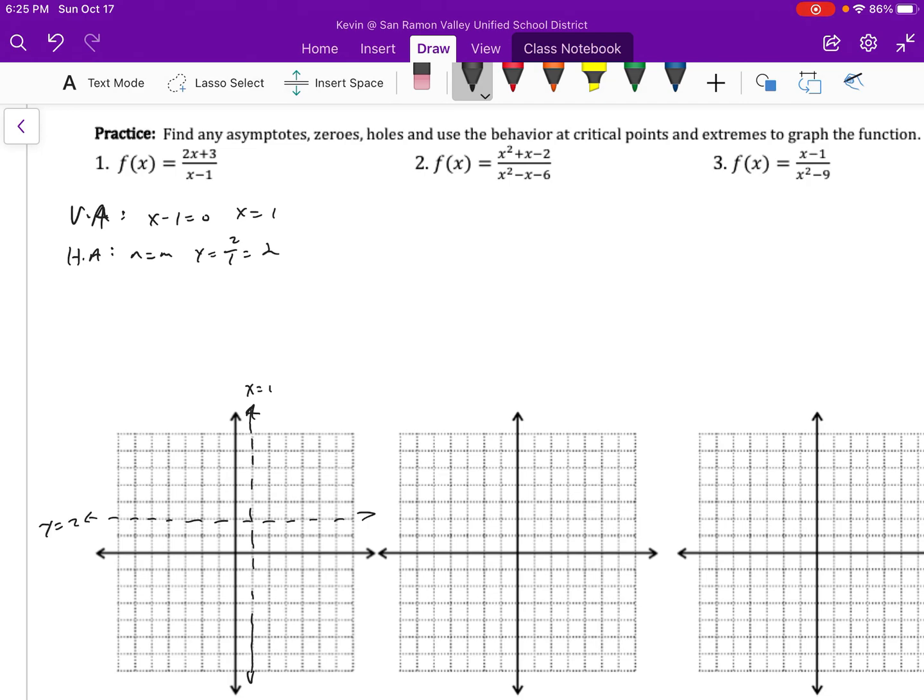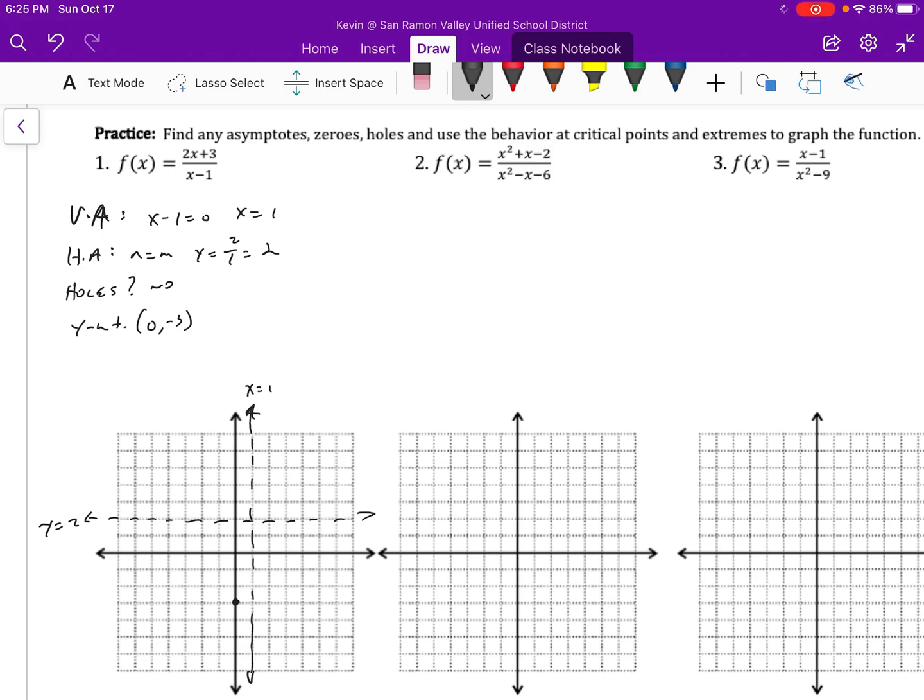Next question, does it have any holes? Nope. And let's see, y-intercept. We would put 0 in there. Our y-intercept would be -3. 0 and 1, 2, 3.